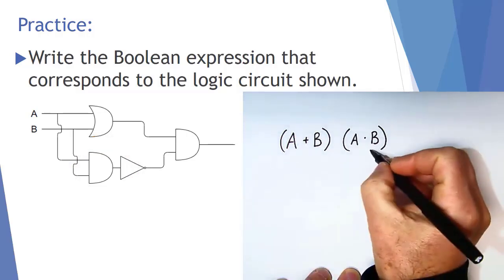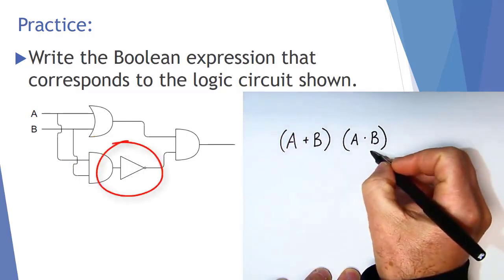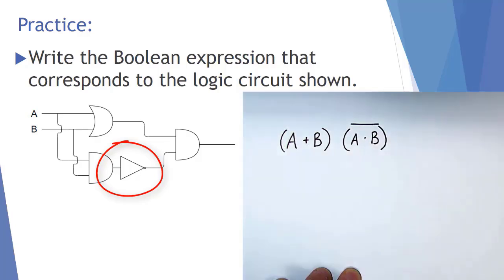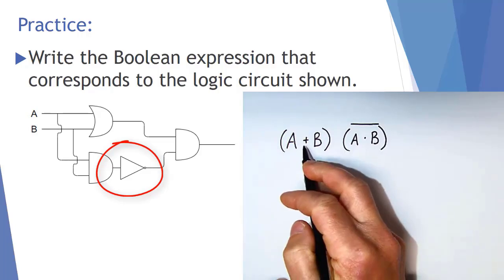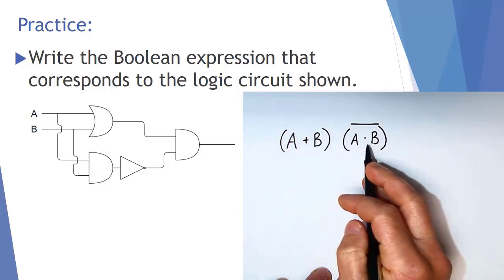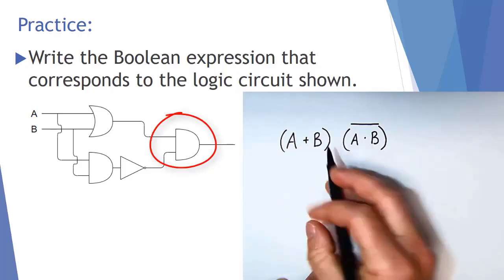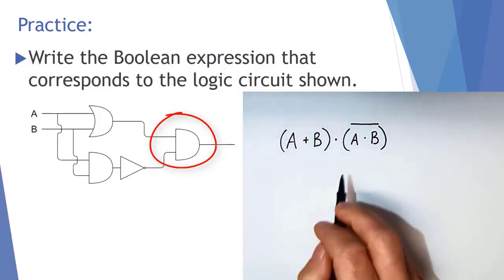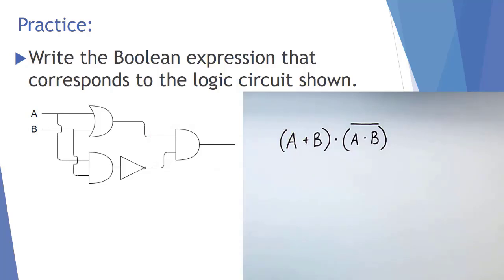But look at what happens to that A and B gate. The output gets fed straight into an inverter, and so that means that we should negate that output. And notice that the output of our OR gate and the output of our negated AND gate both get fed to another AND gate at the end, and so these two results should be multiplied. And ultimately, that is the Boolean expression that corresponds to this logic circuit.